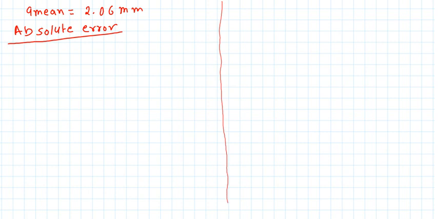Now the absolute errors will be equal to: first, delta a1 is A mean minus the first observation, first measurement. This will be 2.06 minus 2.04, and this will give you 0.02 mm.